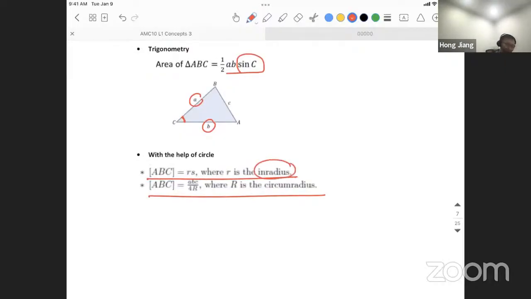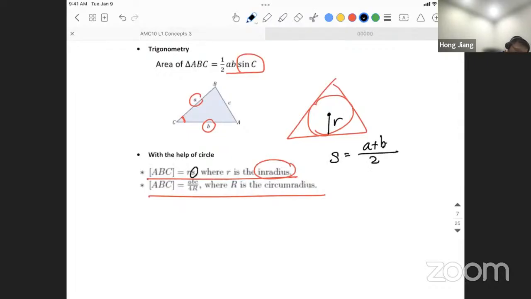What is that? R is the incircle's radius. Let's say I have a triangle. This is my incircle. So the radius of the incircle times S. What is S? S is half of your A plus B plus C.